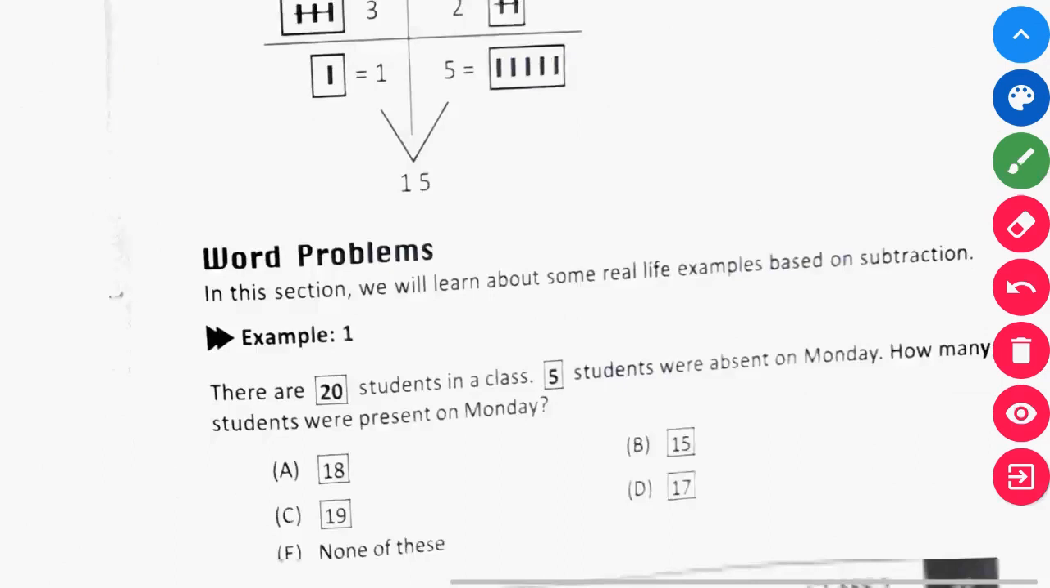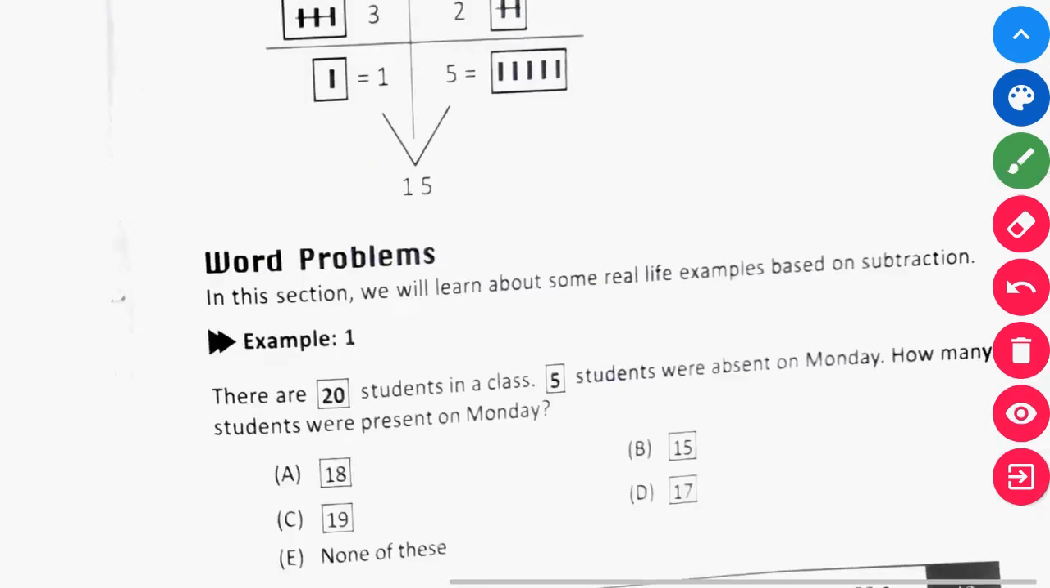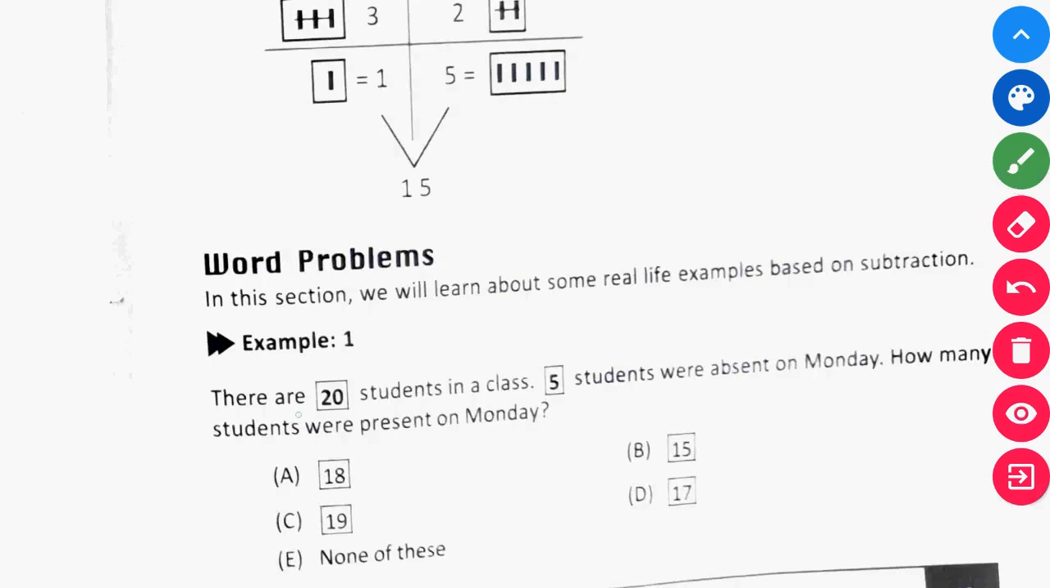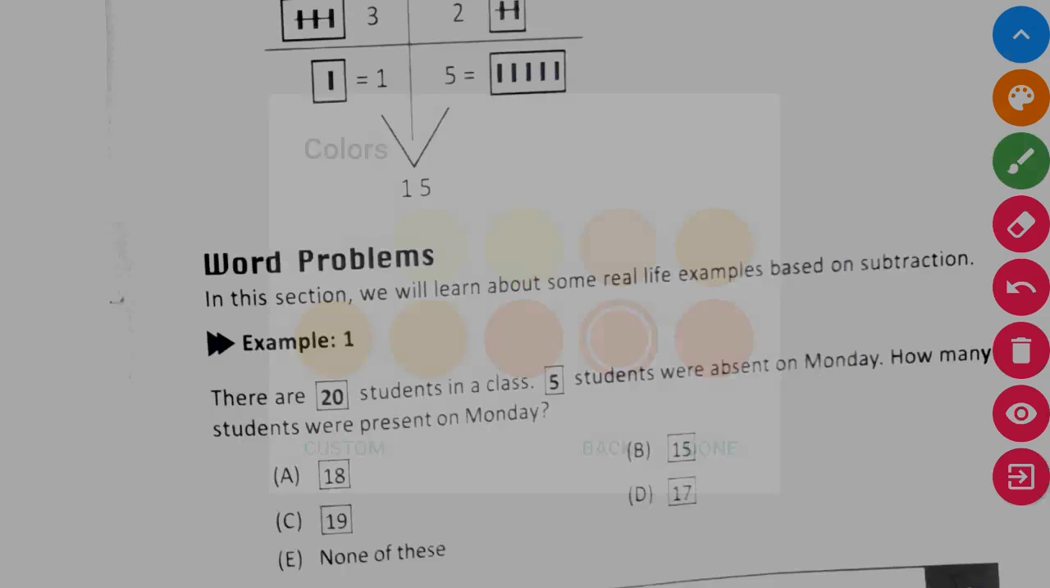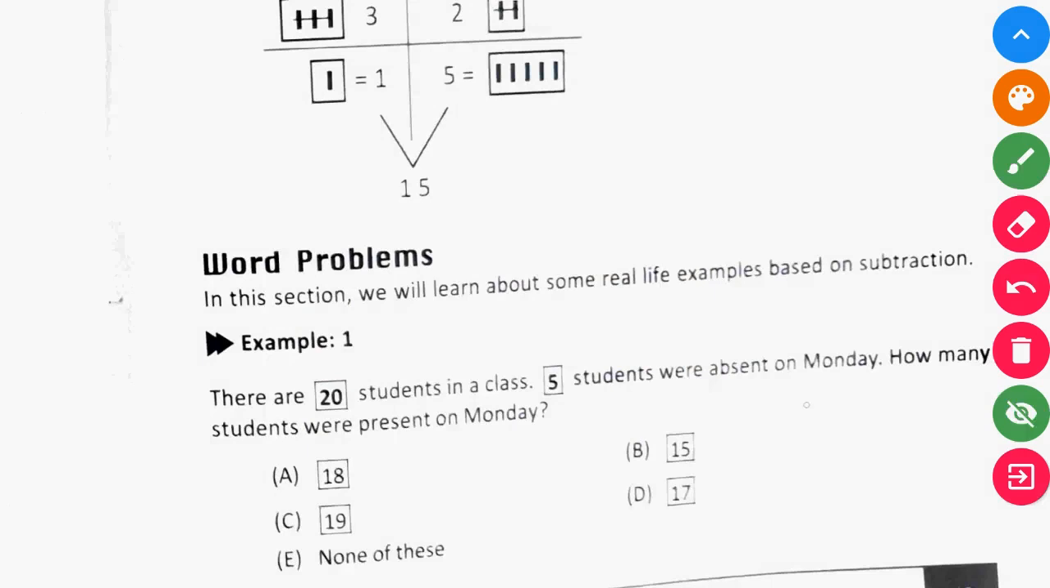Now word problem also we will go through it, or we will solve directly the practice exercise. So there are 20 students in the class and 5 students were absent on Monday. How many students were present? Now see, 20 student strength is there for the class and 5 were absent. So we have to subtract this 5 from the 20.